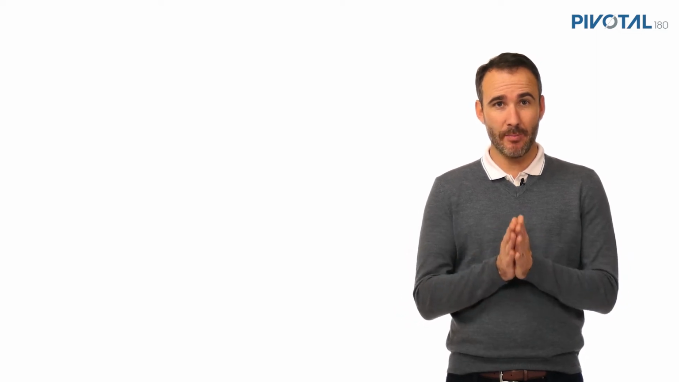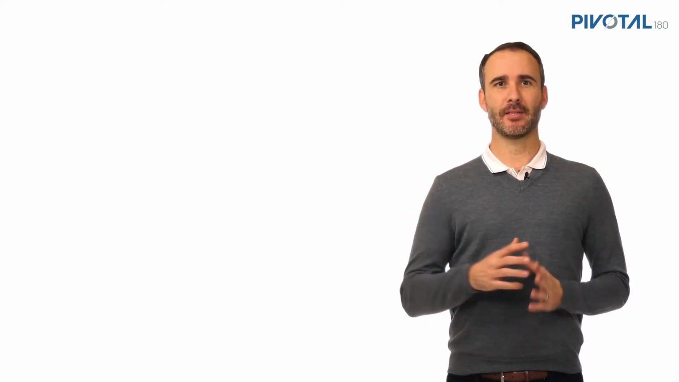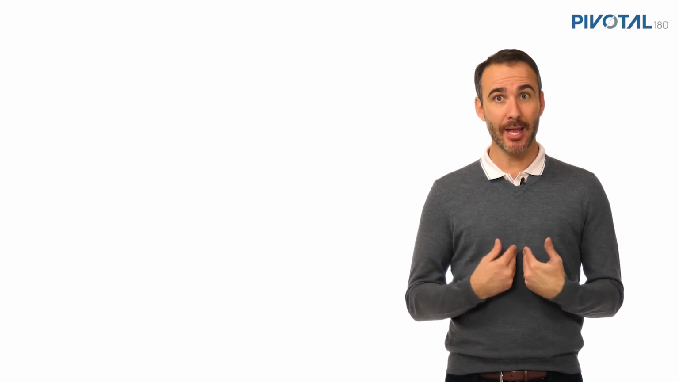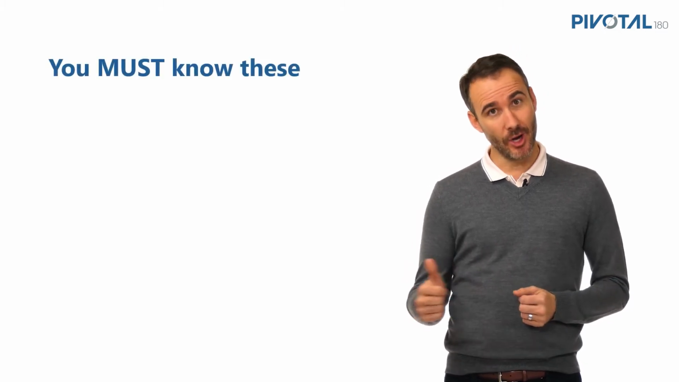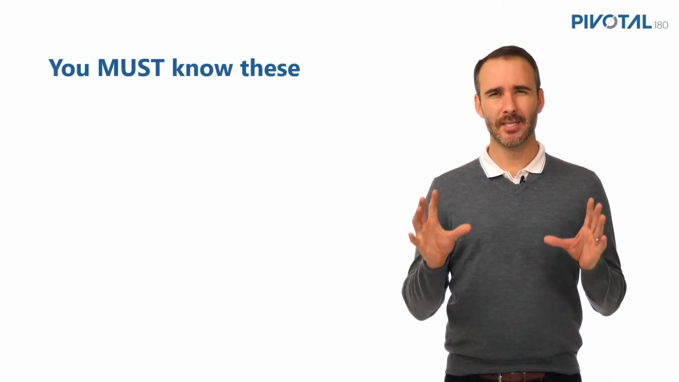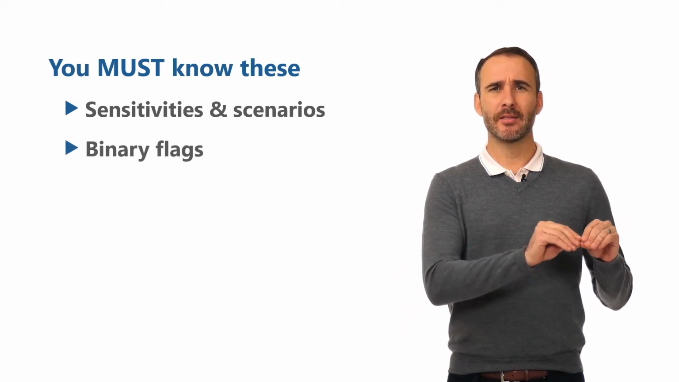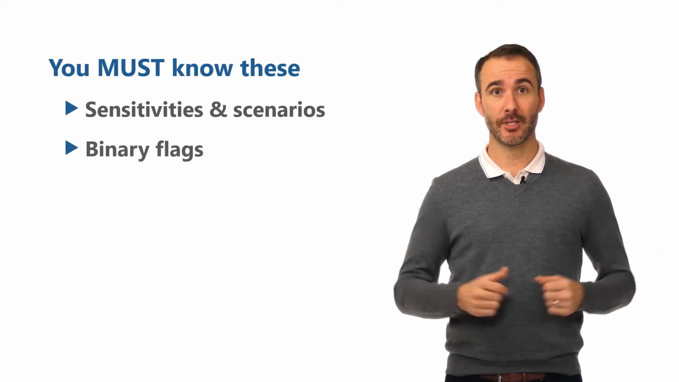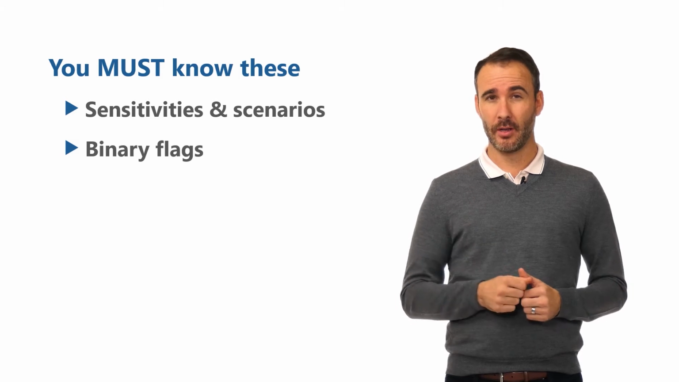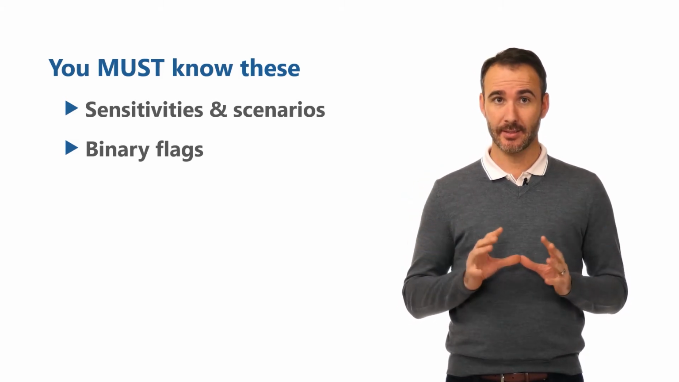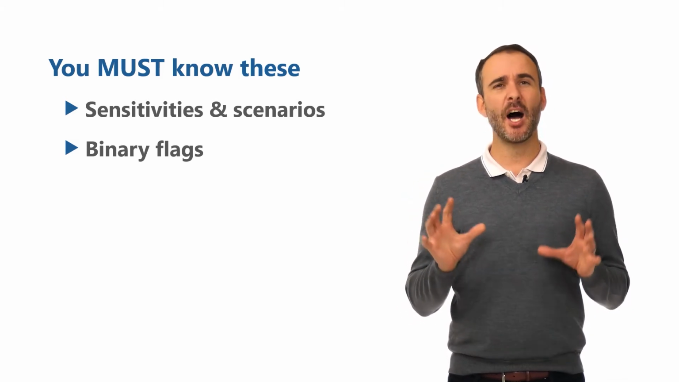If you listened to the lesson on binary flags, you may remember that there are 3 things that fundamentally changed my approach to modeling. The first was sensitivities and scenarios, which are covered throughout the course. The second was binary flags that show when something occurs over a specific duration. And the third, which is the topic of this lesson and something dear to my heart, are control accounts.